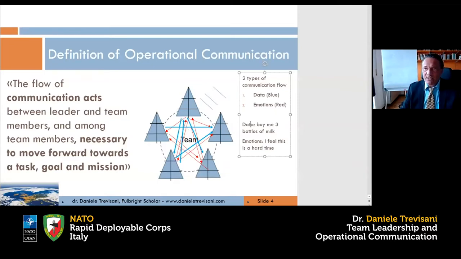An example of a data communication is "buy me 3 bottles of milk." Okay, that is just data. Emotions: "I feel this is a hard time." Here you see there's not a specific subject, but "I feel." It's very important that a leader becomes able to enter the feelings area.